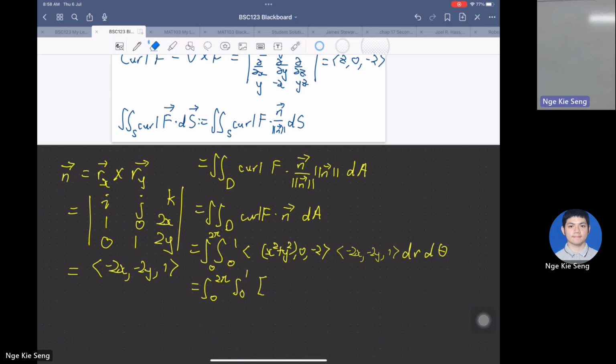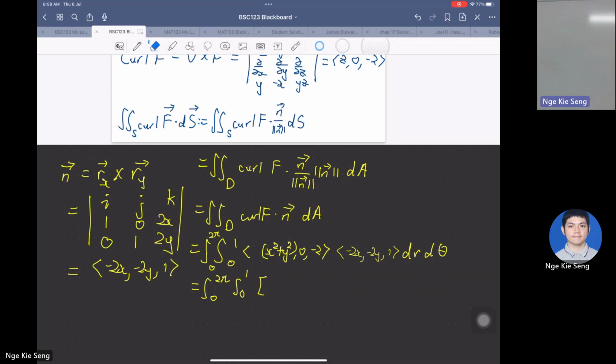Why don't I want to change first? Because I'm scared it's very messy. You see, if you change x to r sine theta and then y to r cos theta, there's a lot of things you need to write. Let's compute everything in xy first, and then we change to r sine theta, r cos theta. Does it make sense?